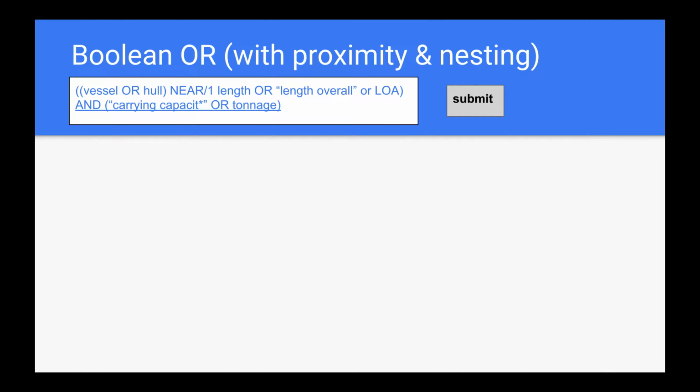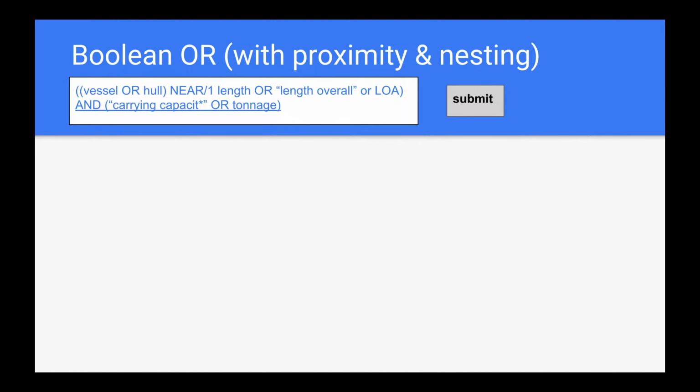So here we have maintained our grouping for vessel or whole within a larger grouping. Vessel or whole is said to be nested within the larger grouping of all the terms we are using to find the length of a vessel. So we have maintained the integrity of our strategy for that concept and then combined that using the Boolean and with another grouping for the concept of carrying capacity.